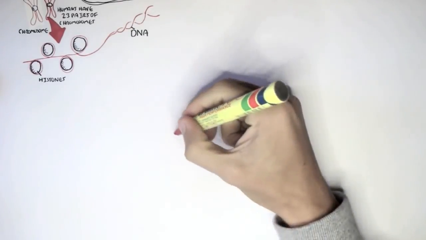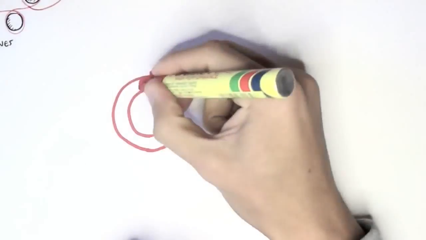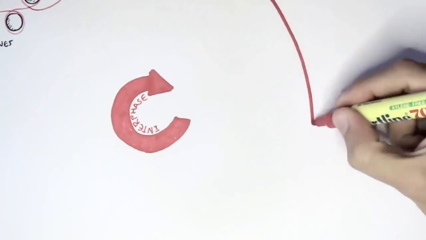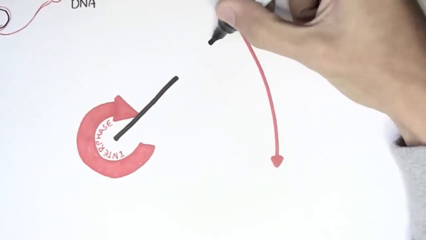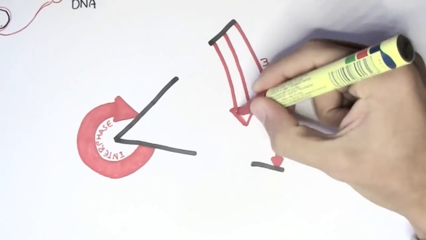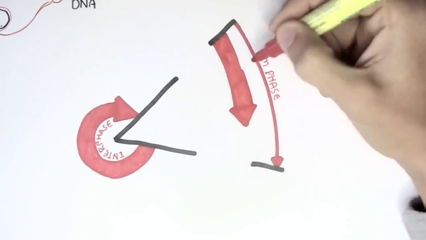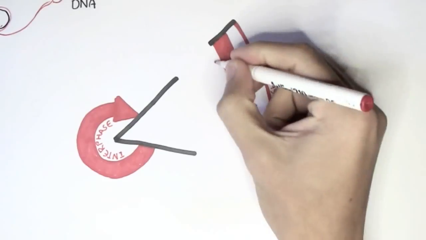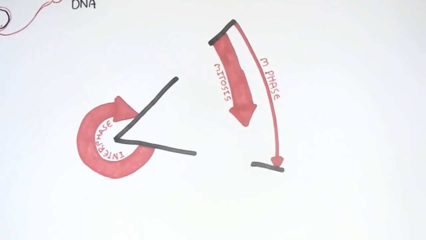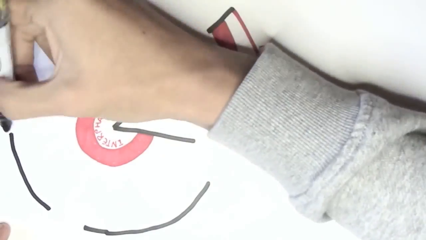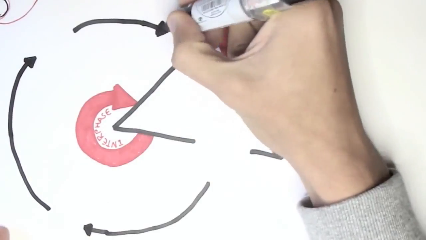The cell cycle is divided into two main phases: the interphase, which prepares the cell for division, and then the M phase, where the division process actually occurs. The division process is known as mitosis. Let's look at the interphase first, which prepares the cell for division.